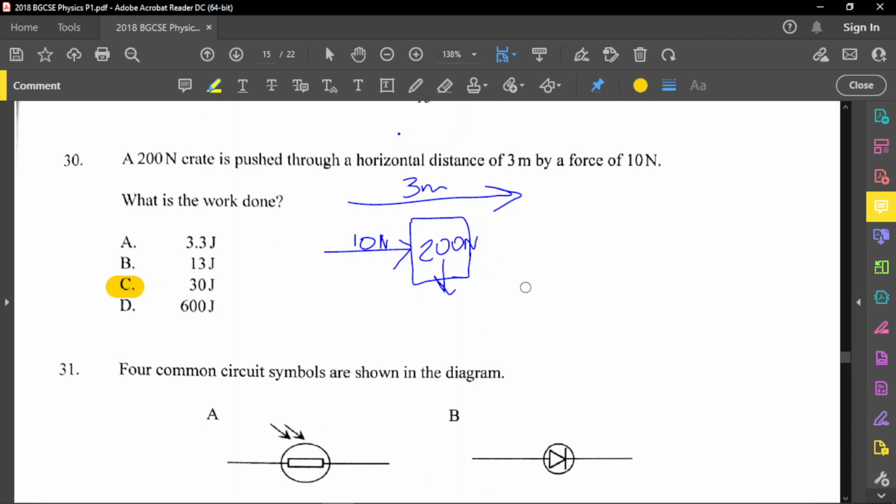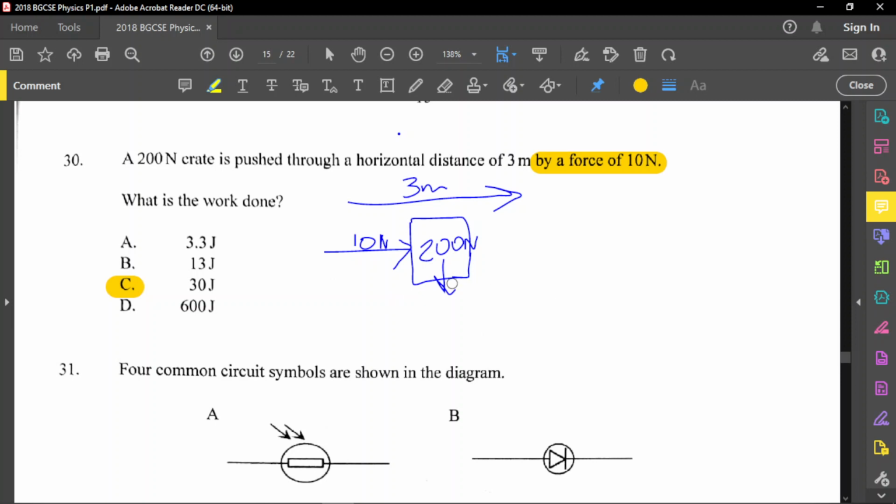Now, the next thing we can actually calculate is the work output. This is called the work input, which is 10 times 3. The work output will be the work by the crate, which is 200 newtons, multiplied by distance moved, which would be 200 times 3, and that would be 600 joules. That is the work output. But the work input, the work done by the 10 Newton force, is 30 joules.